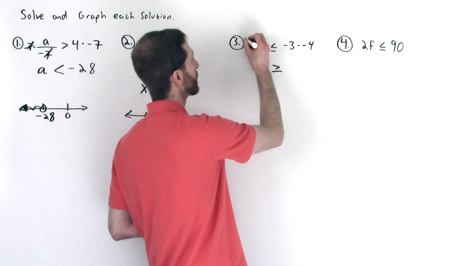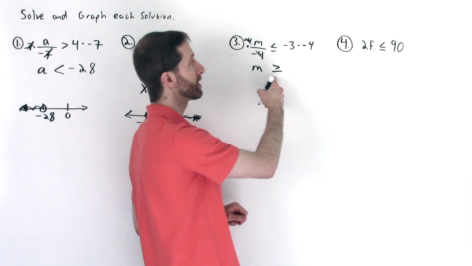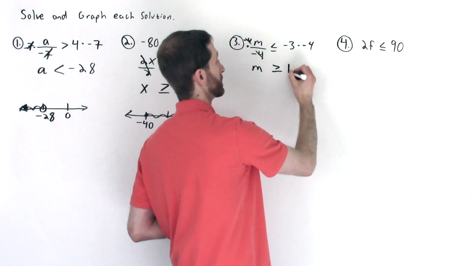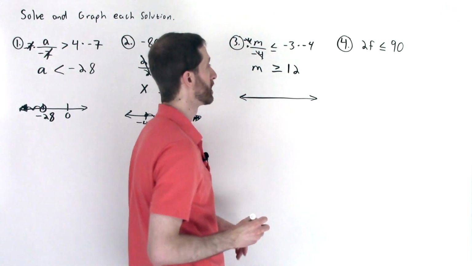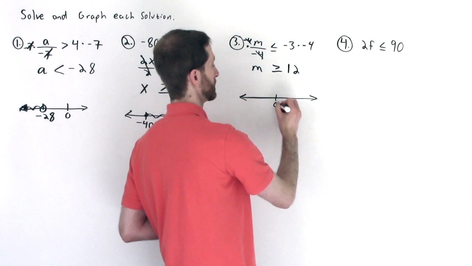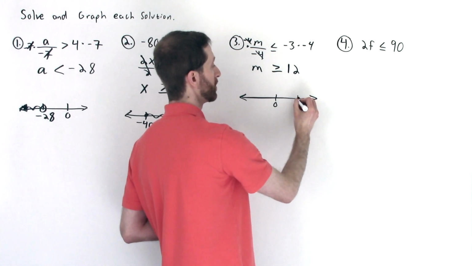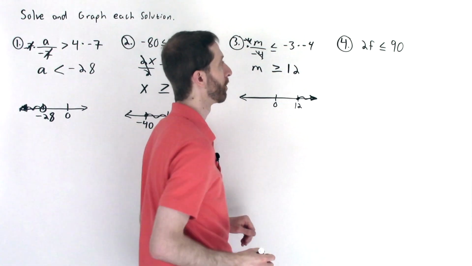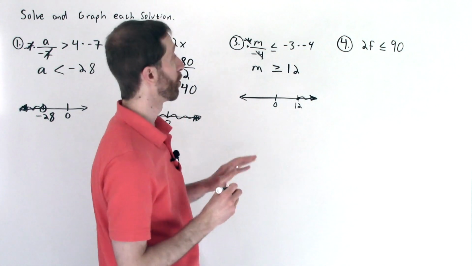So now we've got negative 4's divide out, isolating m. We've already switched the inequality, and now we focus on negative 3 times negative 4, which is a positive 12. So m is greater than or equal to 12, which means all numbers more than or equal to 12 work here. So I'll have 0 and then 12. And now we're going to include 12 or any numbers greater than it. Very cool.